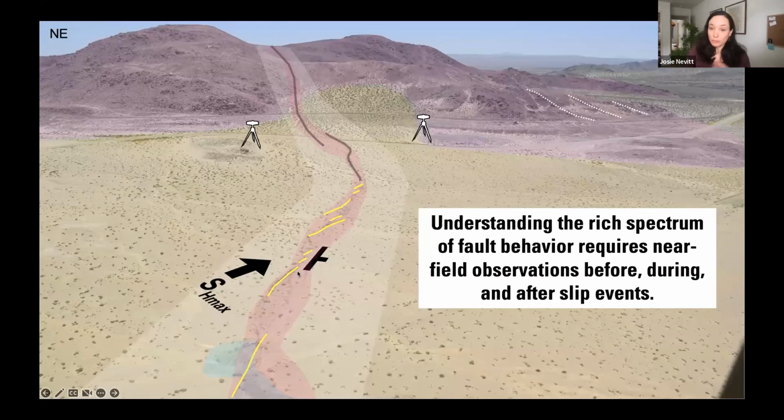So just to very briefly wrap up, we see that there are lots of these fine-scaled spatial heterogeneities that lead to a really rich spectrum of fault behavior, and that understanding this behavior really requires detailed near-field observations before, during, and after slip events. So thank you, that's it.